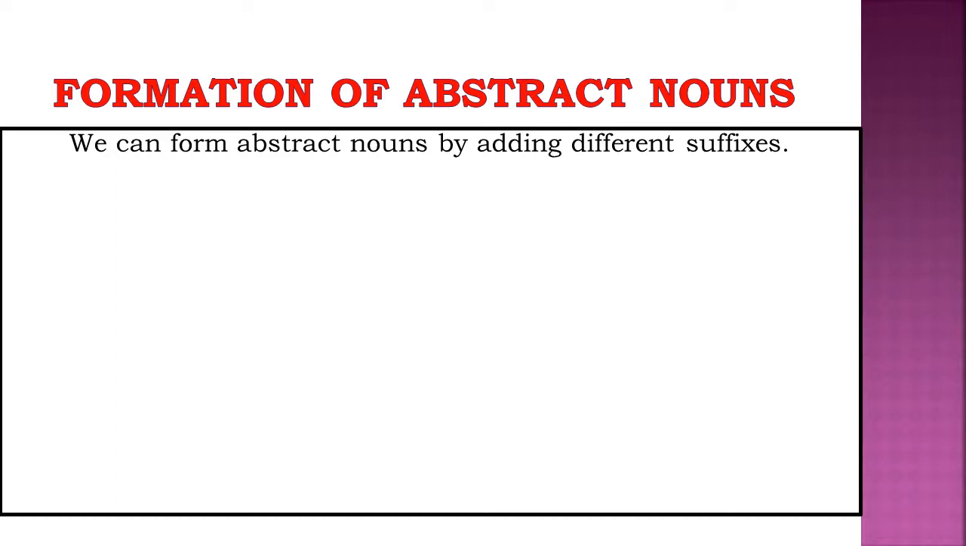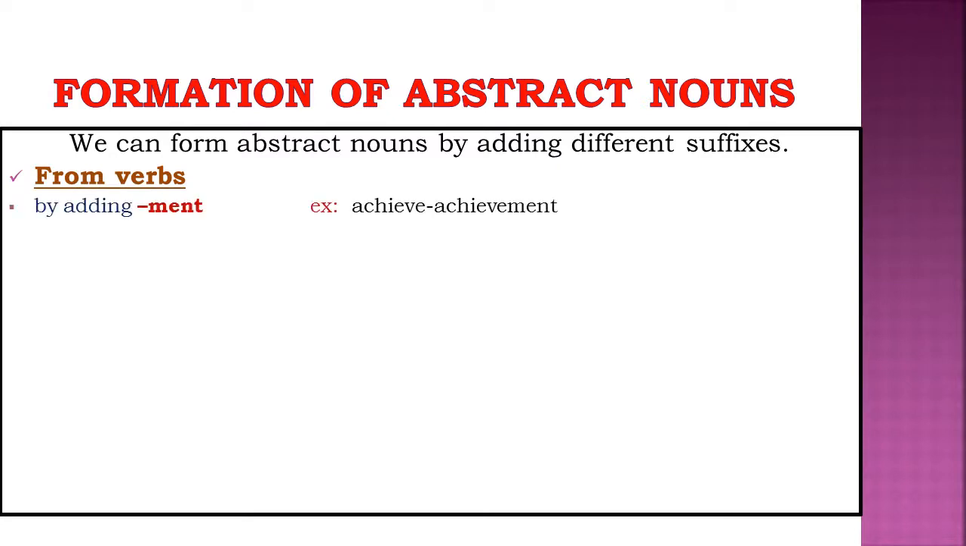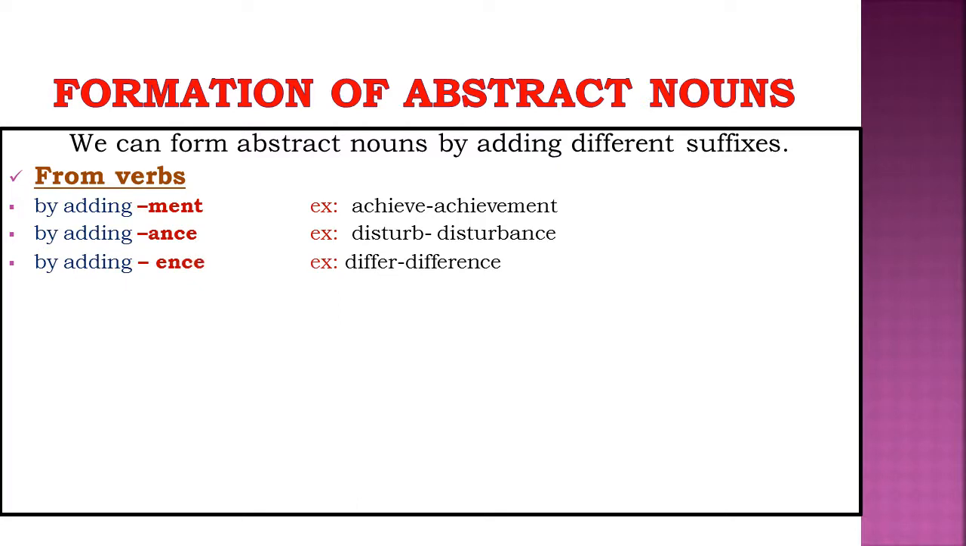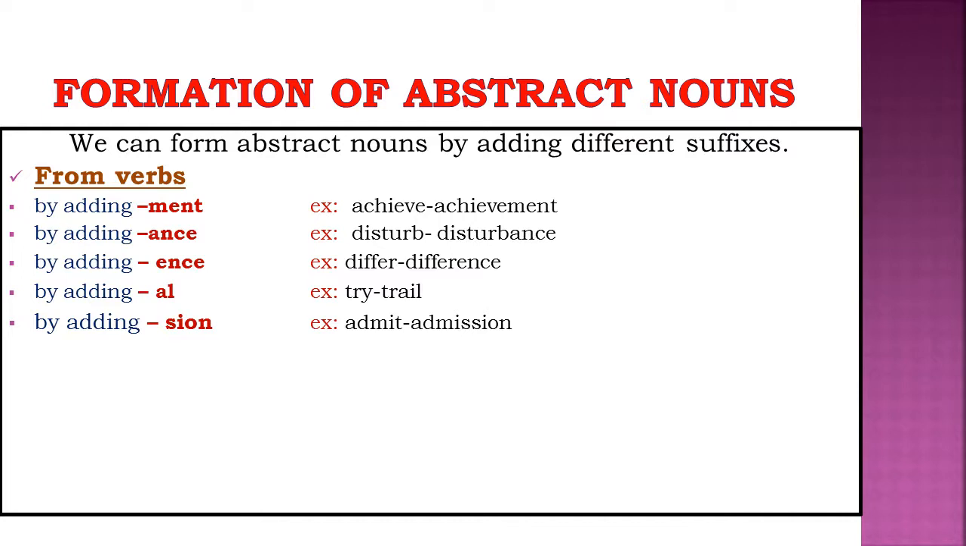Here you will learn how to form abstract nouns by adding different suffixes. Let's see how abstract nouns can be formed from verbs. By adding ment. Achieve is a verb, and if you add ment, it becomes achievement and it is an abstract noun. By adding ance. Disturb is a verb and disturbance is an abstract noun. By adding ence. Differ is a verb and difference is an abstract noun. By adding al. Try is a verb and trial is an abstract noun. By adding sion. Admit is a verb and admission is an abstract noun.